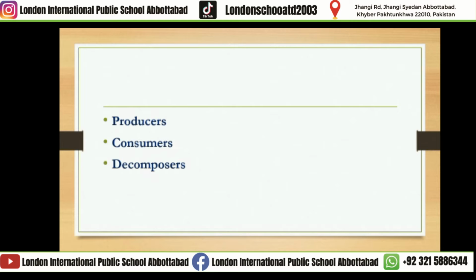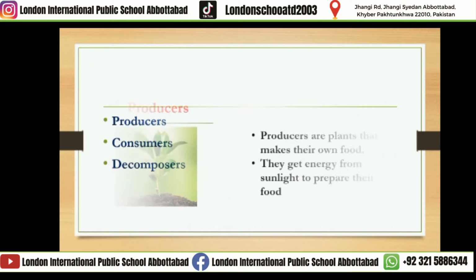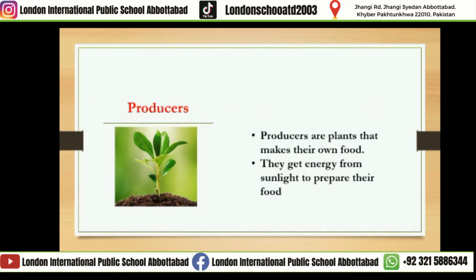So one by one, let's look at the details of all of these. So let's start from producers. So what are producers? Producers are plants that make their own food, okay, and they don't depend on other things, okay. They get energy from sunlight to prepare their food, okay. And all plants come under producers, okay.